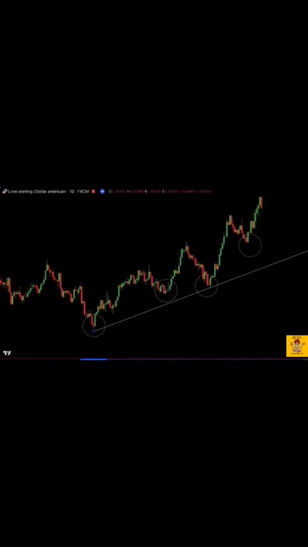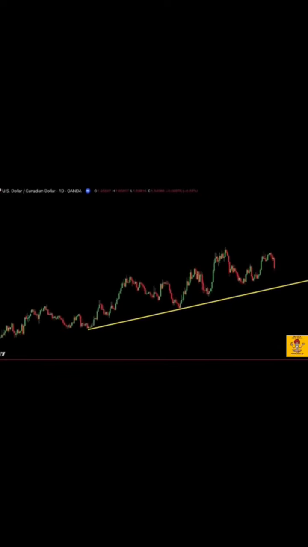Now, keep in mind, real market conditions aren't always this perfect. Price doesn't move in a straight line, but this basic structure helps us understand the market flow. So why do we even draw trend lines? In fact, there are two key reasons.